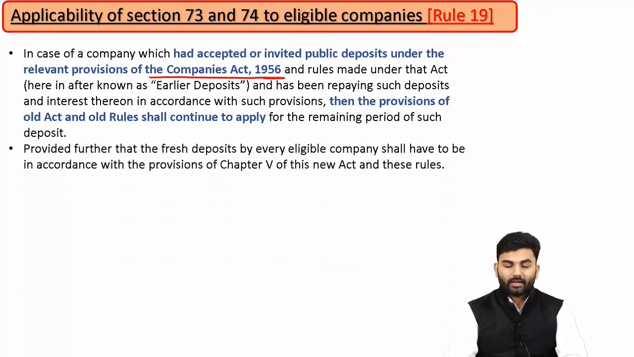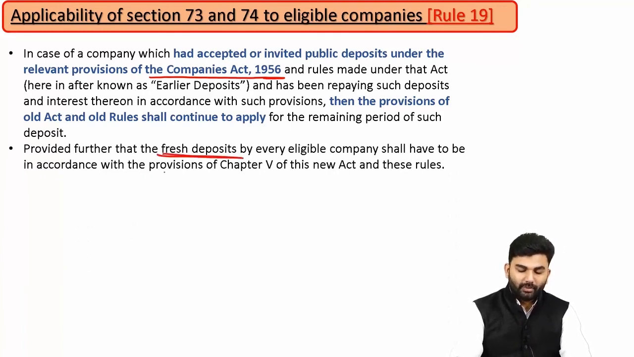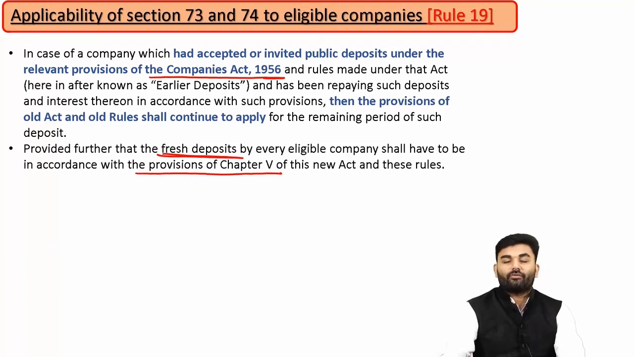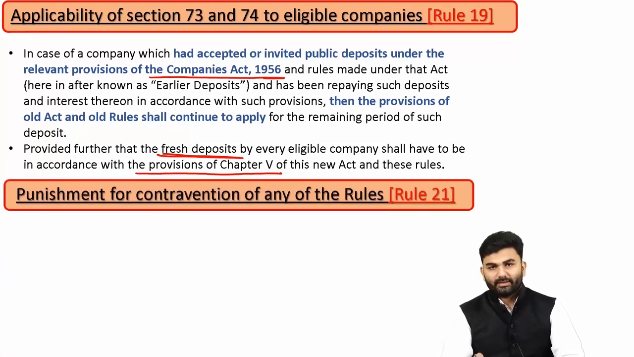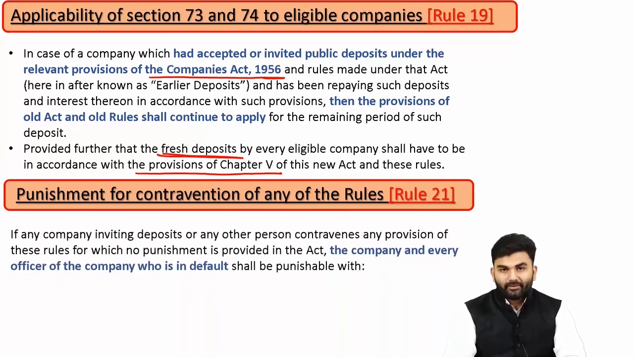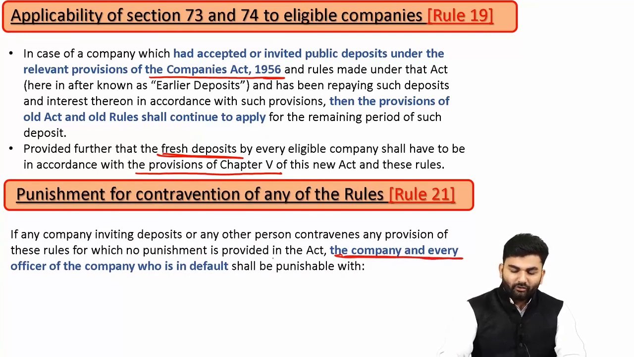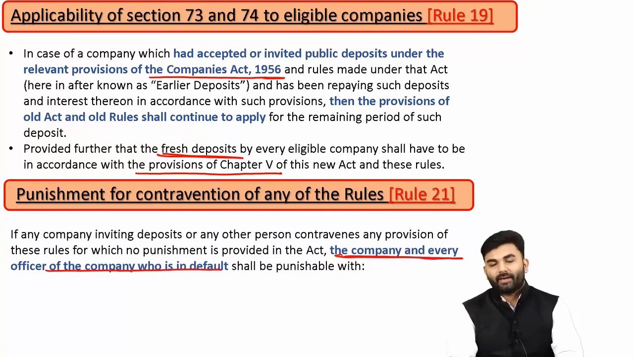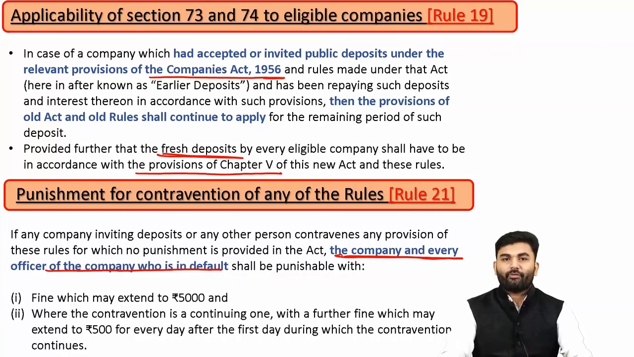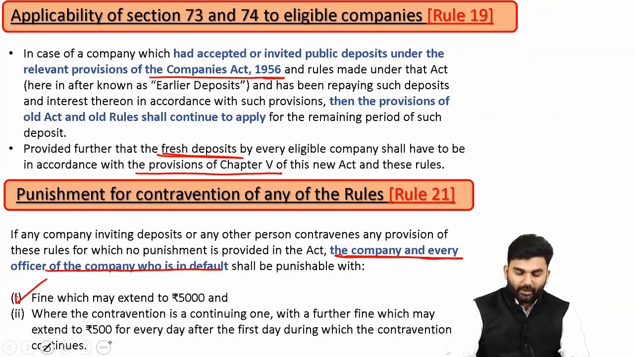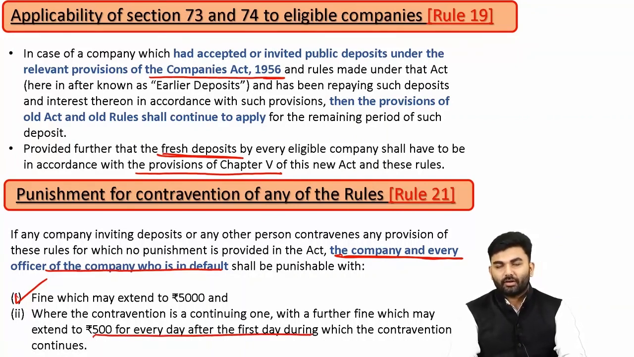However, any new deposits the company takes should be as per the provisions of Chapter 5 of the new act, that is, Companies Act 2013. The lawmaker says that if any of the above-mentioned rules get contravened, then the company as well as every officer in default shall be punishable with a fine which may extend to 5,000 rupees. However, if the default continues, then 500 rupees per day will be additional.